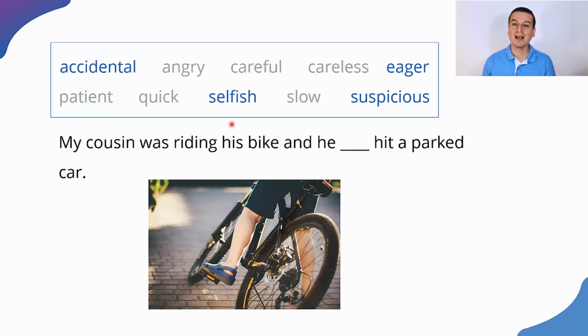He hit the car. You have an answer? Accidentally. Yes, he hit the car accidentally. Nothing serious, so don't feel bad for that. Oh, a little, but just a reminder that we have to be careful when we are riding our bike on the street. Listen to the pronunciation. My cousin was riding his bike and he accidentally hit a parked car.